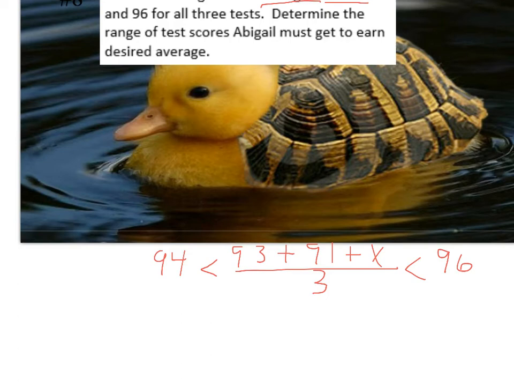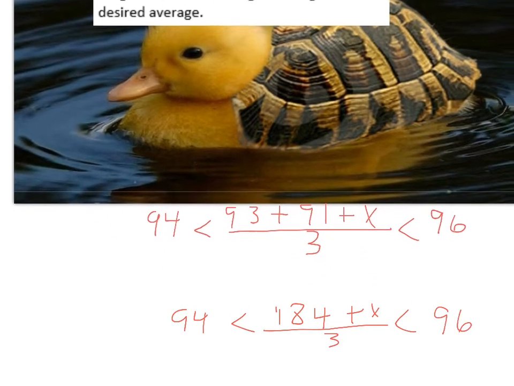Alright, so the first thing I want to do is some combining like terms. 93 plus 91 is 184, so that gives us 184 plus x. This will make things a little easier. Alright, just combine like terms.